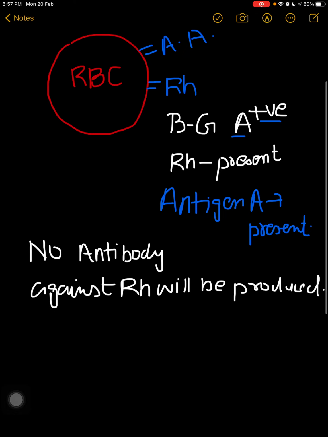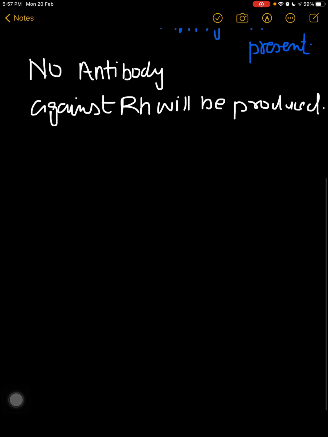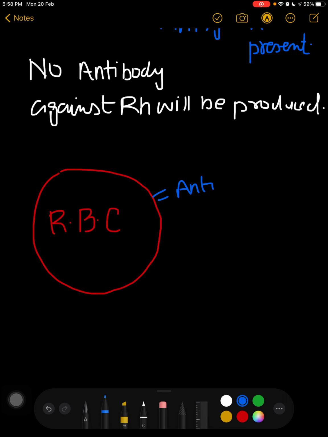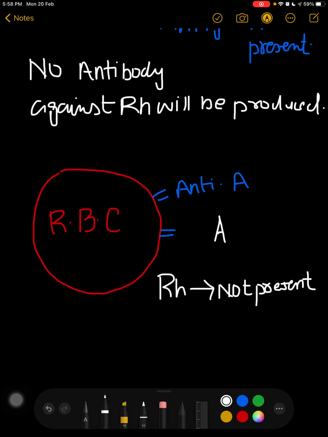Okay, so for example, consider that there is an RBC, and over here the antigen A is present, but over here our Rh factor is not present. Rh factor is not present. So the blood group will be A negative. Blood group will be A negative, right?